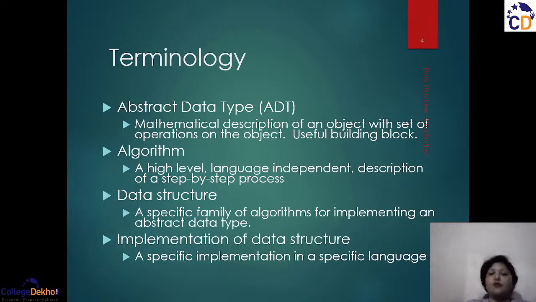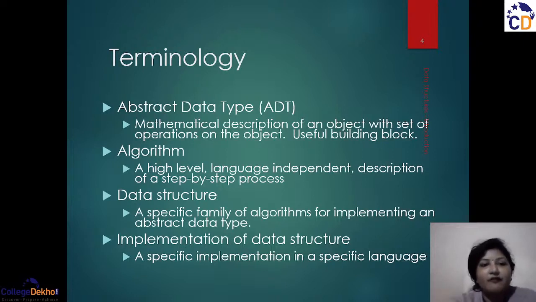Now data structure, I have already told you, is a specific family of algorithms for implementing an abstract data type. Now we can conclude that an ADT is used and an algorithm is written to make a data structure, right? To implement this, the implementation of a data structure could be in C, it could be in C++ also. It is not like only a single language is used. It could be any specific language you may use to implement the concepts of data structures, right?